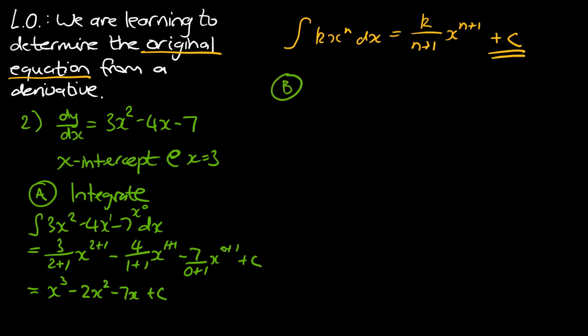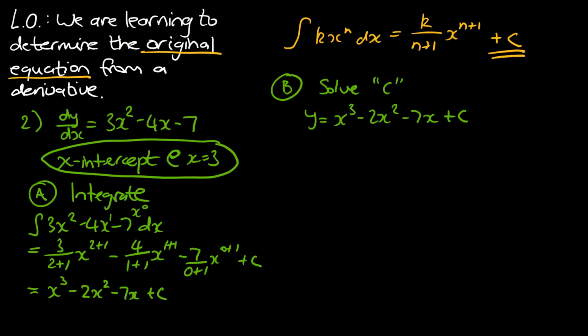Okay, the next step would be to solve for c. I did word that slightly differently in the previous one, so use the wording that you like. So we're trying to solve for c. At the moment, we know that y is equal to x cubed minus 2x squared minus 7x plus c. And we also know about the x-intercept at 3. As a coordinate, that would be (3, 0), which means our x value is 3 and our y value is 0. So we're going to substitute both of those values in and try to solve for c.